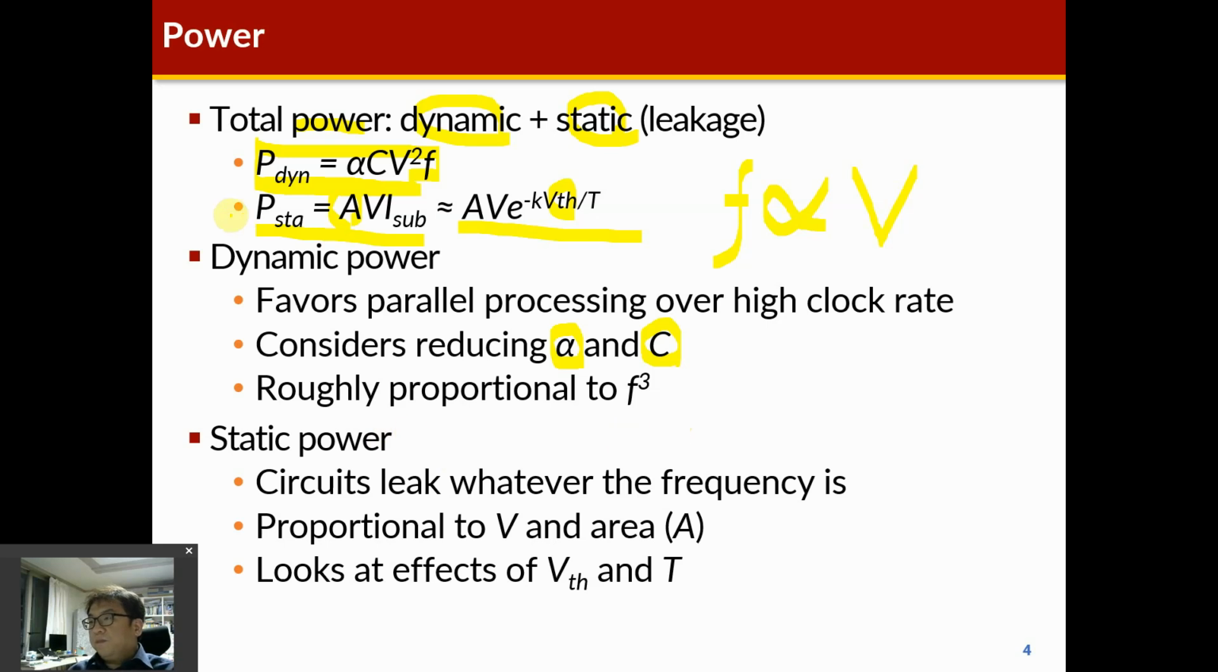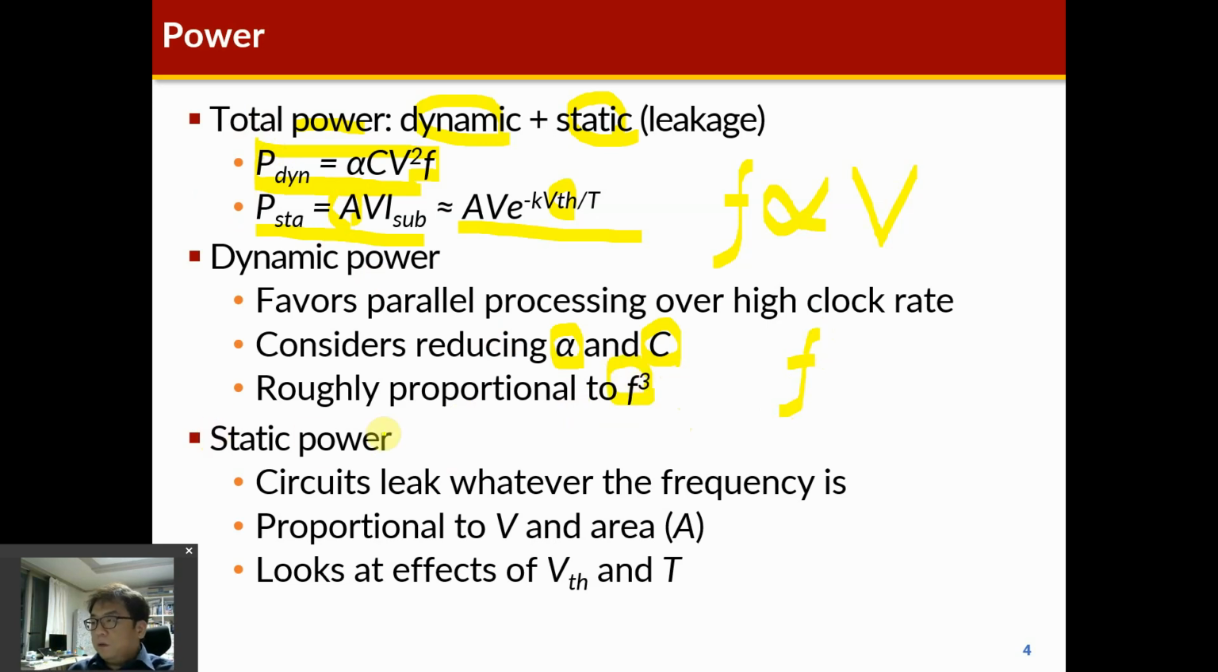So roughly the dynamic power of the computer chip or CPU is proportional to F to the power of 3. 세제곱에 이제 비례를 하게 되고요.